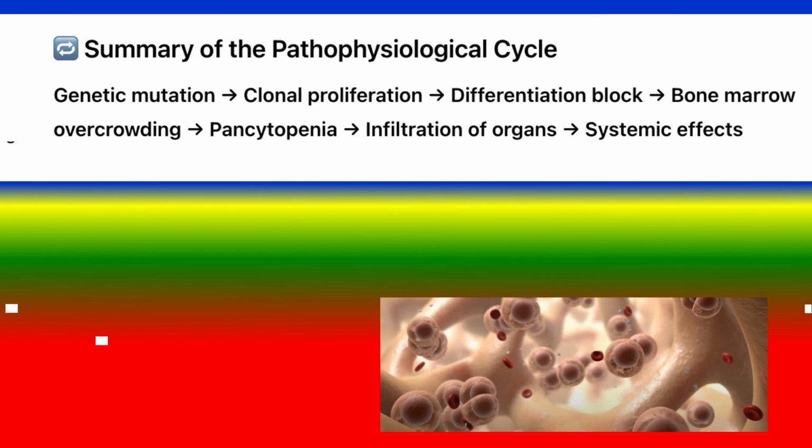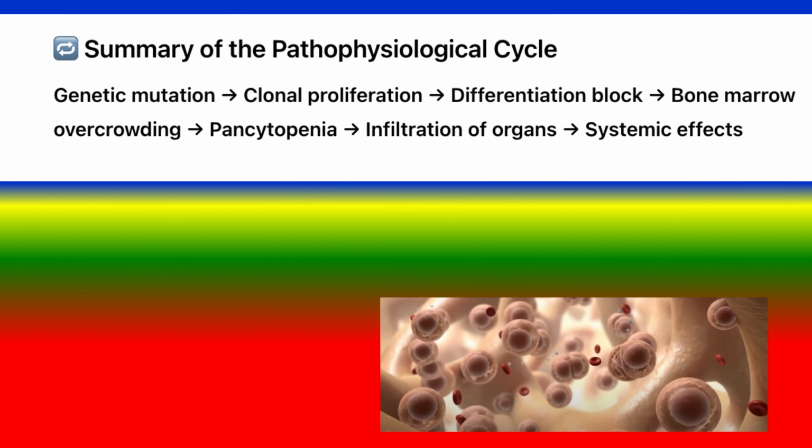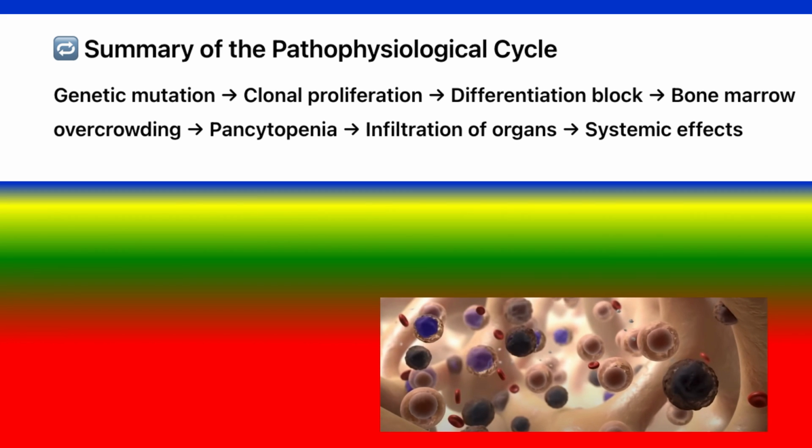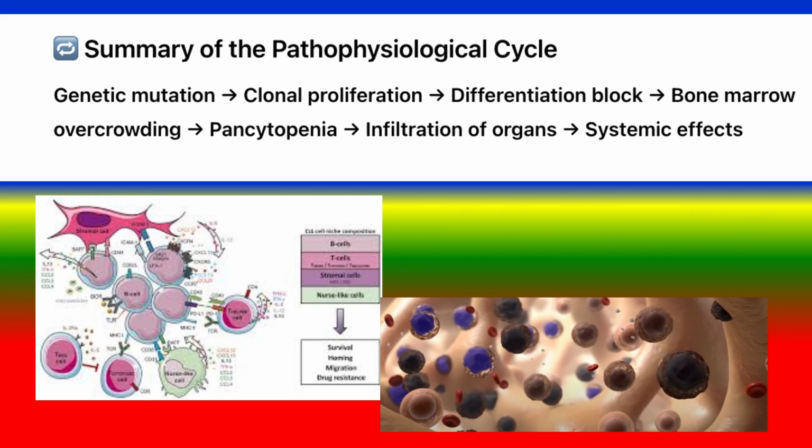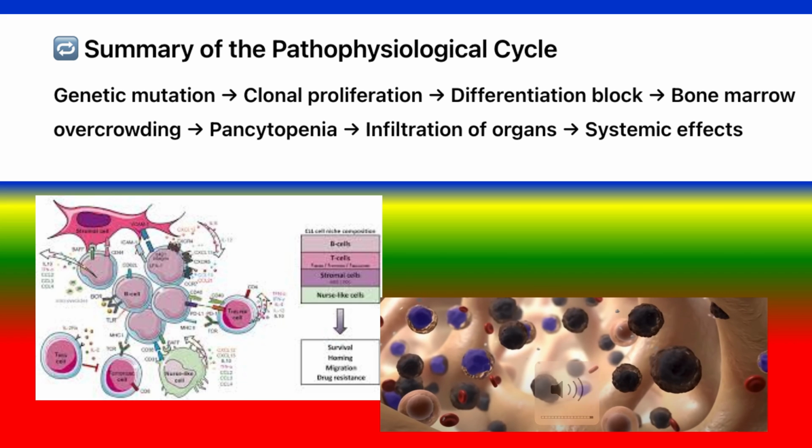Summary of the pathophysiological cycle: genetic mutation, clonal proliferation, differentiation block, bone marrow overcrowding, pancytopenia, infiltration of organs, systemic effects.